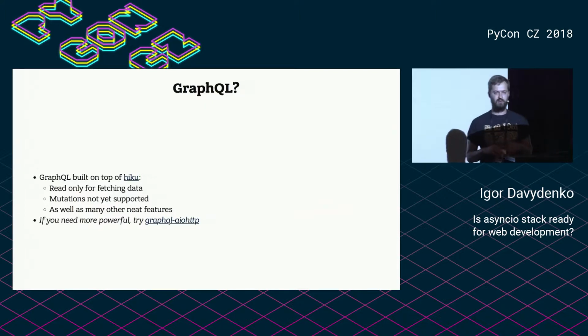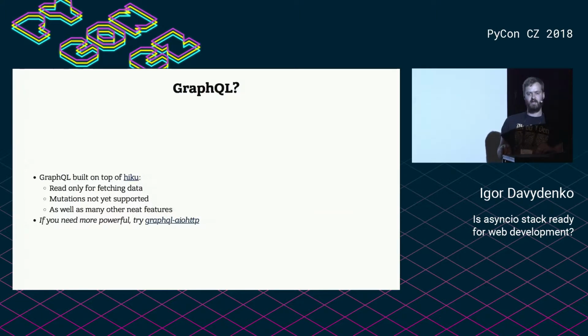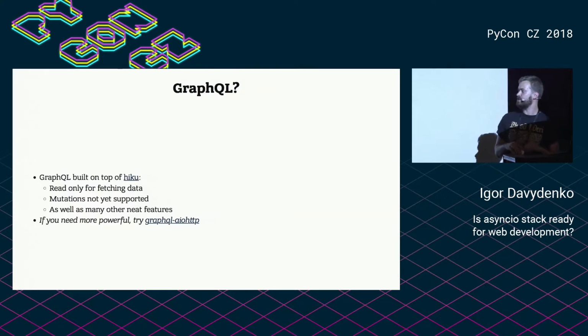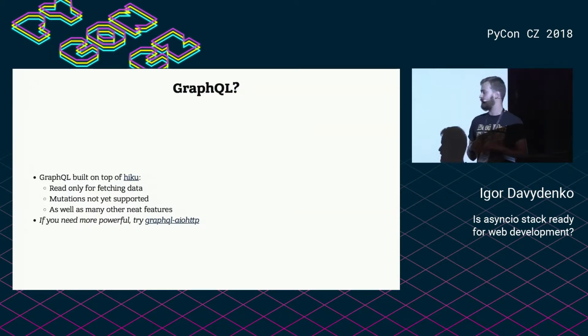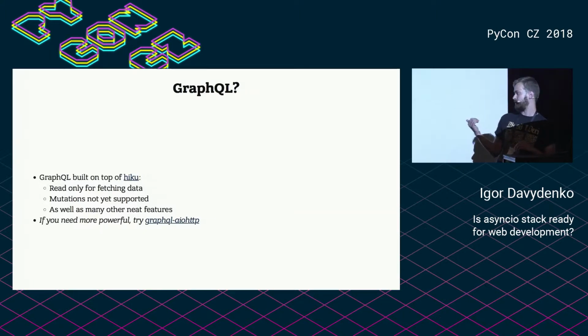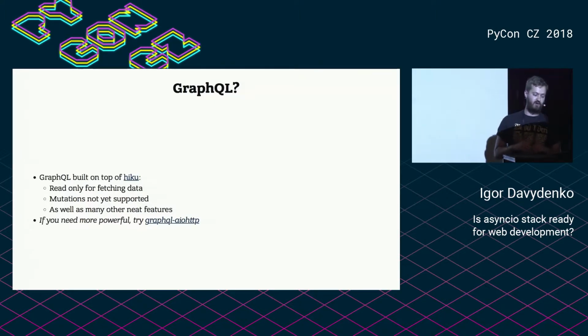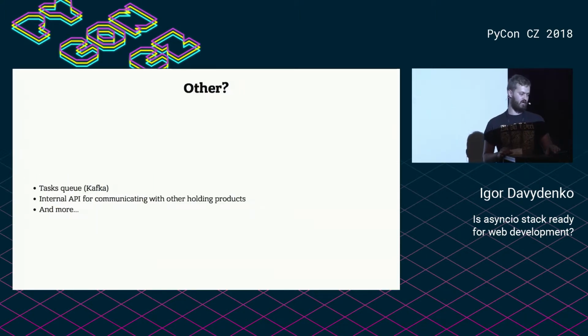It's only read-only for fetching data, and that library has no mutations, as well as many other neat features. But there is a way to use those features with the GraphQL aiohttp library that is built on top of GraphQL core, and run your resolvers inside of the event loop, inside of aiohttp.